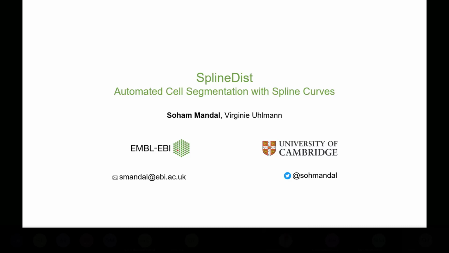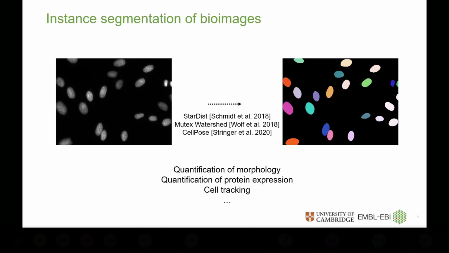It's a pleasure to be here talking about SplineDist today. SplineDist works on the objective of doing instance segmentation in bioimages. By instance segmentation, I mean the task of partitioning the image into individual objects. Getting individual instances out of the bioimages is really helpful in doing a variety of tasks, such as quantification of morphology, protein expression, and cell tracking.